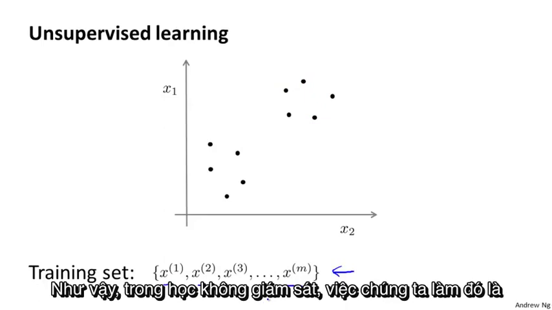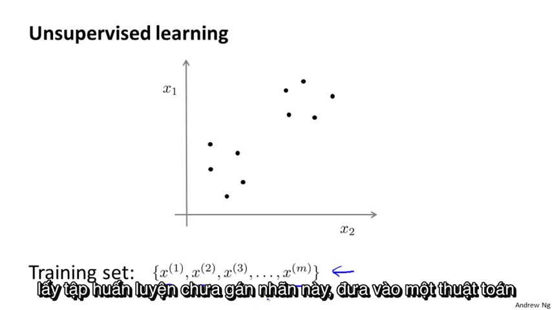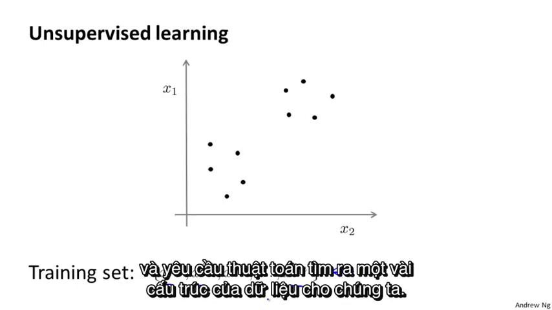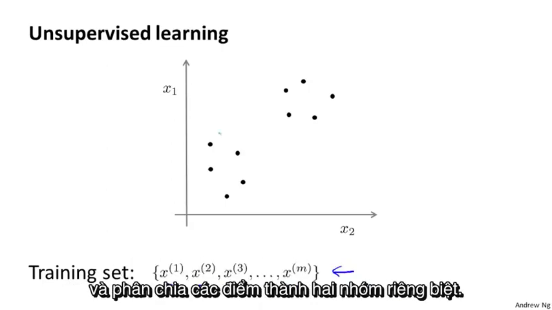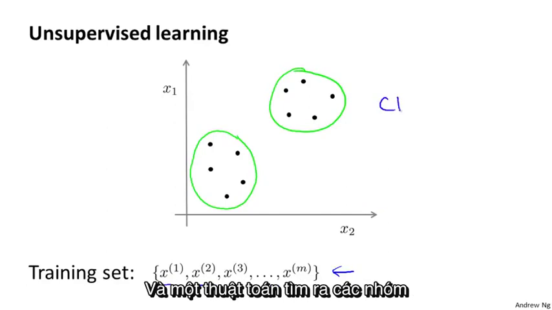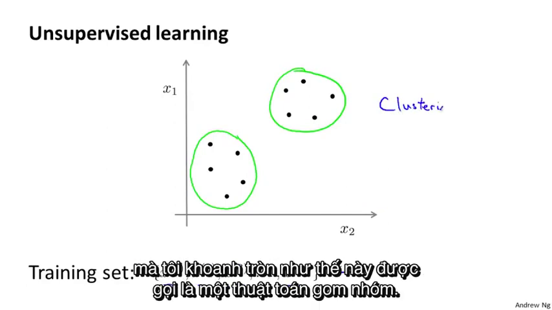So in unsupervised learning, we give this sort of unlabeled training set to an algorithm, and we just ask the algorithm, find some structure in the data for us. Given this data set, one type of structure we might have an algorithm find is that this data set has points grouped into two separate clusters.